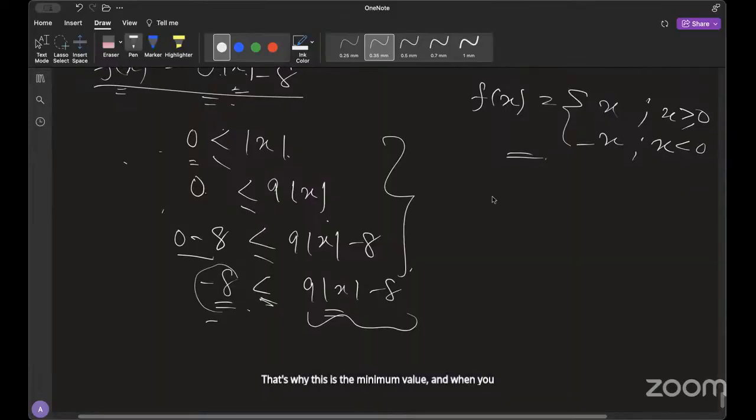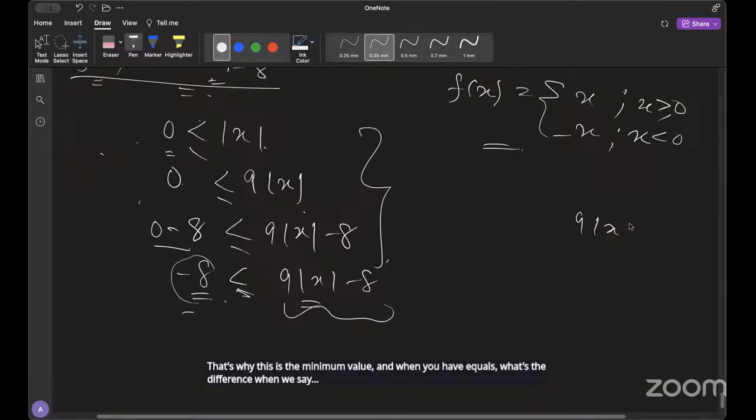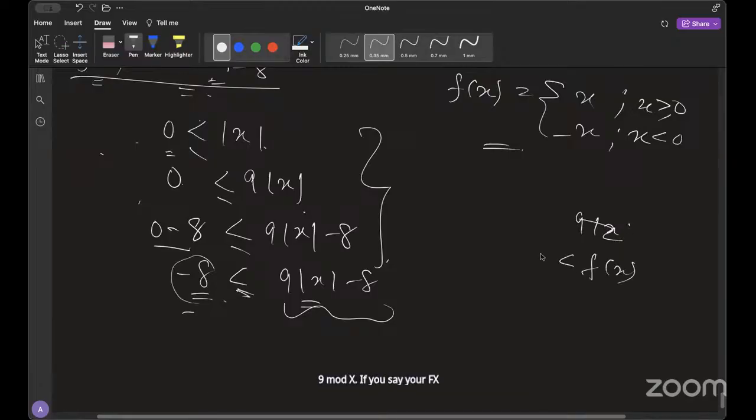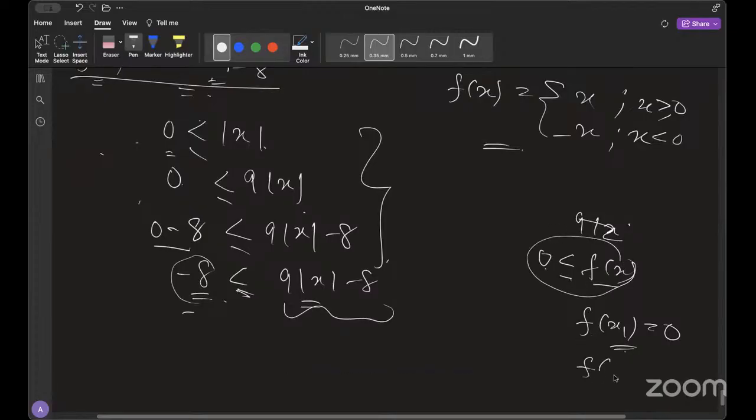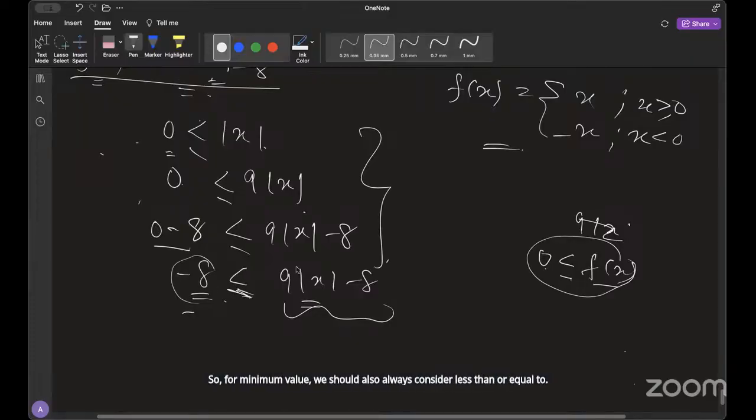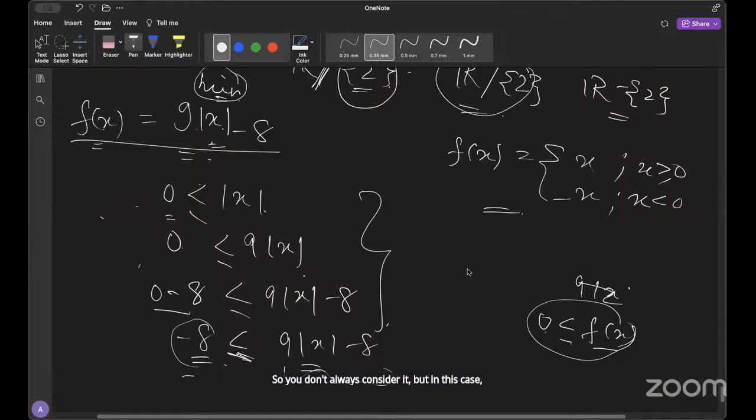What's the difference when we say greater than, versus equals to? If you say f(x) is always greater than 0, this means f(x) can have only values greater than 0. And when you say equals to, this means that there is an x1 such that f(x1) is 0. And there are x such that f(x) is greater than 0. Is it fine? So for minimum value, we also always consider less than or equal to.